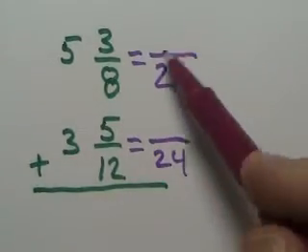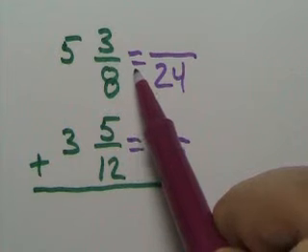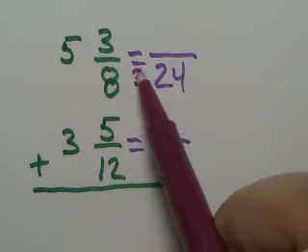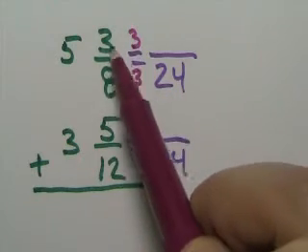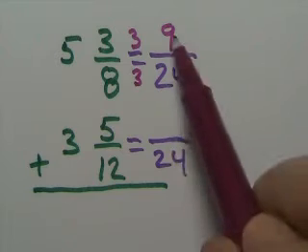So on the top here, now I need to find the new numerator, this number up here. So let's see, 8 times 3, I want to put a little 3 there. 8 times 3 is 24. So I'm going to put that same 3 up on top. 3 times 3 is 9. That's how you find the numerators.